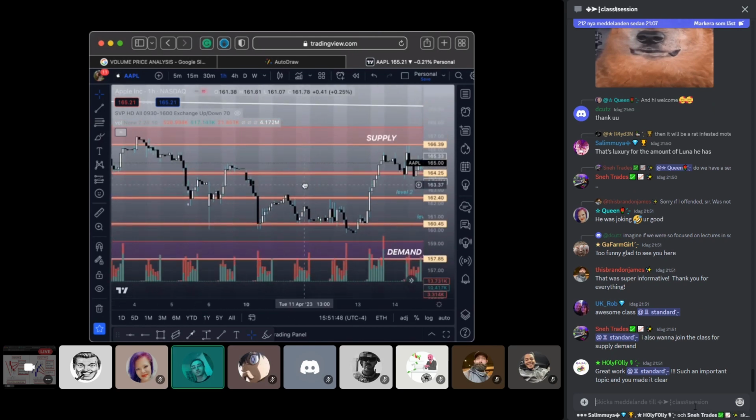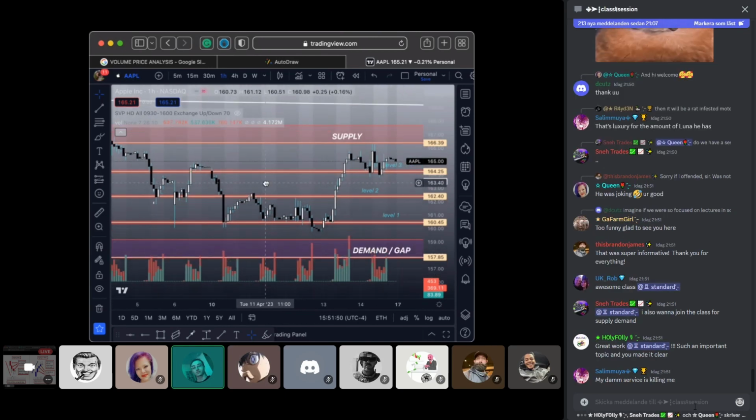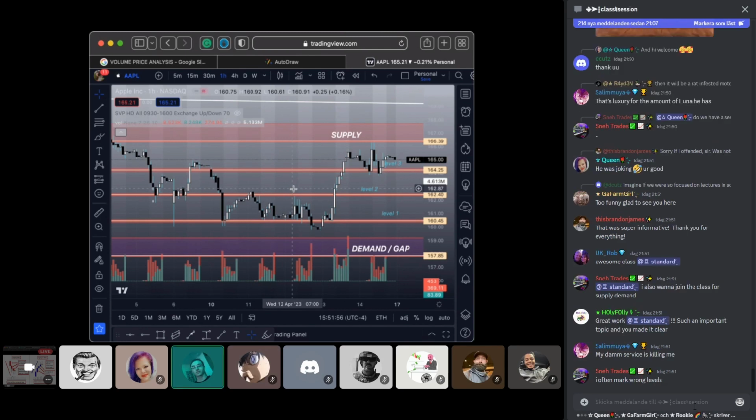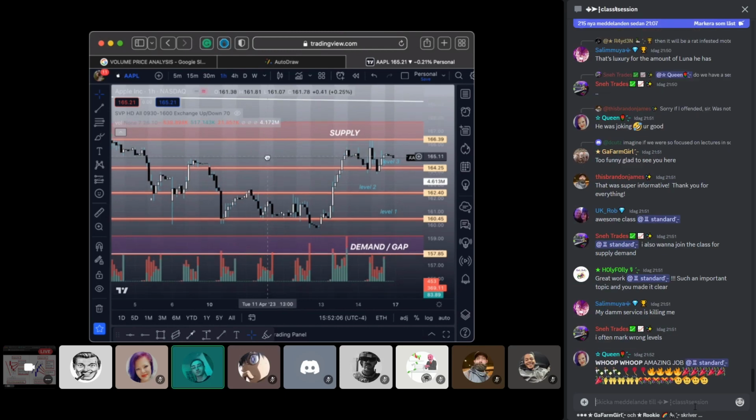Like figuring out levels and how to truly find good levels, looking at the bigger time frame, finding yourself an edge. If you look enough on a bigger time frame and you're good enough at figuring out supply and demand, you could truly just use supply and demand. You don't even need volume price analysis, if you're a sniper, I like to say.